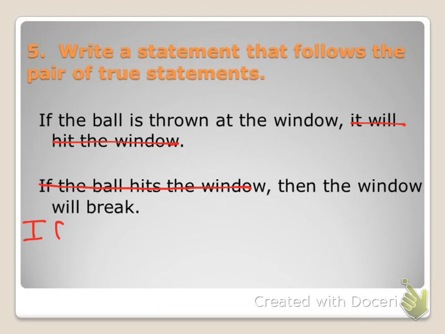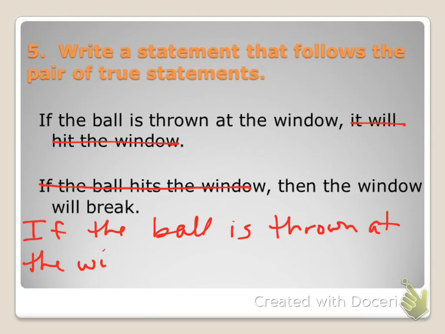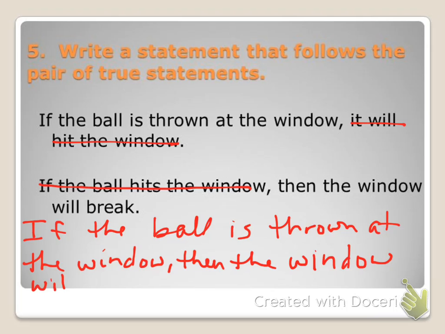If the ball is thrown at the window, then what's going to happen? The window will break. Good. Do you guys have any questions on this?